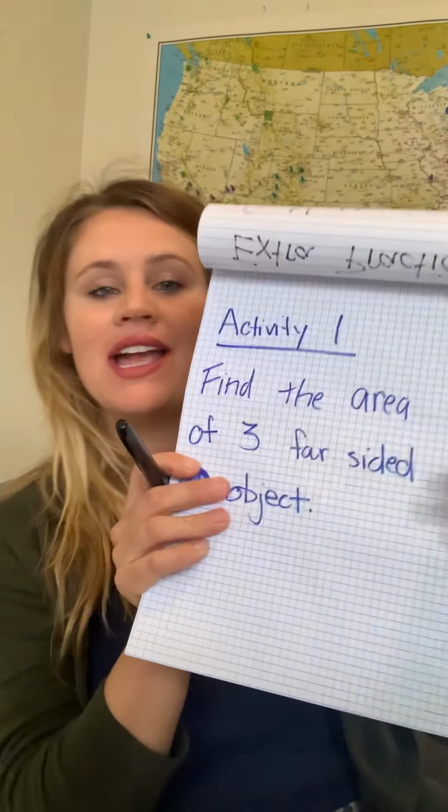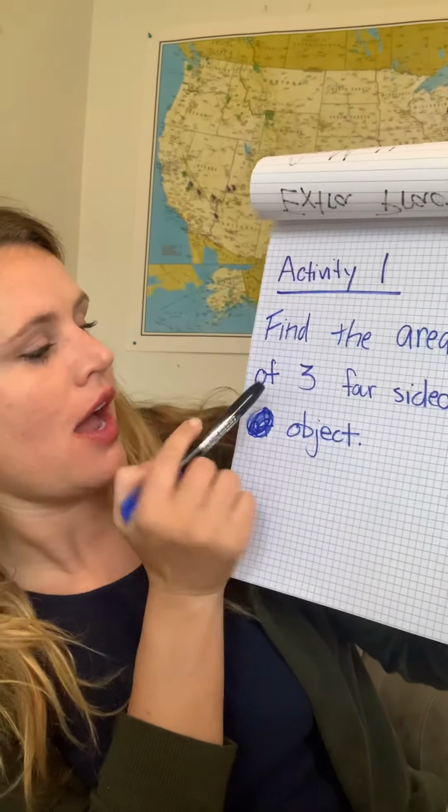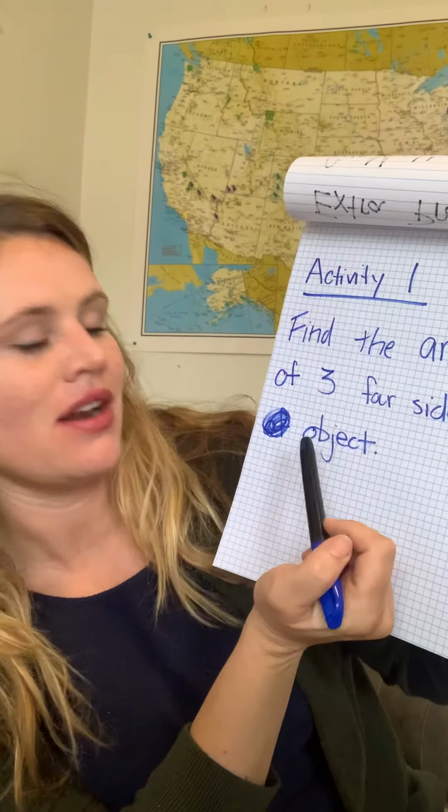Guys, today is the last day we are going to be focusing on area and perimeter. Your first activity today is to find the area of 3 four-sided objects. You're going to find 3 objects that are four-sided and find the area. You'll need a ruler or a tape measure.